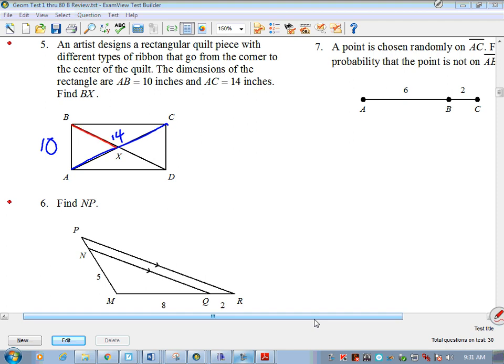Now, what do we know about diagonals of parallelograms? We have 4 rules for parallelograms. Does anybody remember the diagonal?